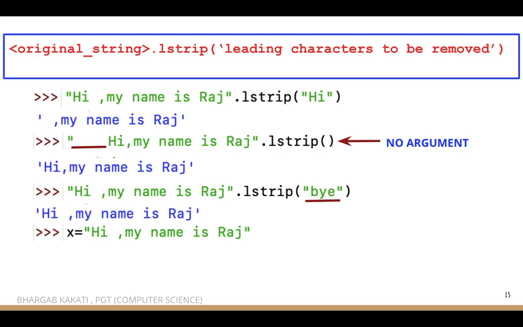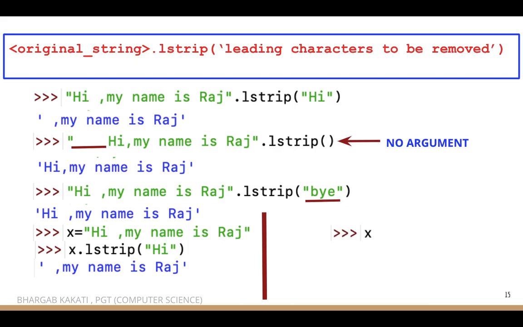Next, if I give x = "hi, my name is Raj" and then x.lstrip("hi"), then I'll get "my name is Raj". Then in the next line, if I try to display x, what will happen? I will get the original string. As already mentioned in the theory, the lstrip function does not make any changes in the original string. There will be no change at all in the original string.